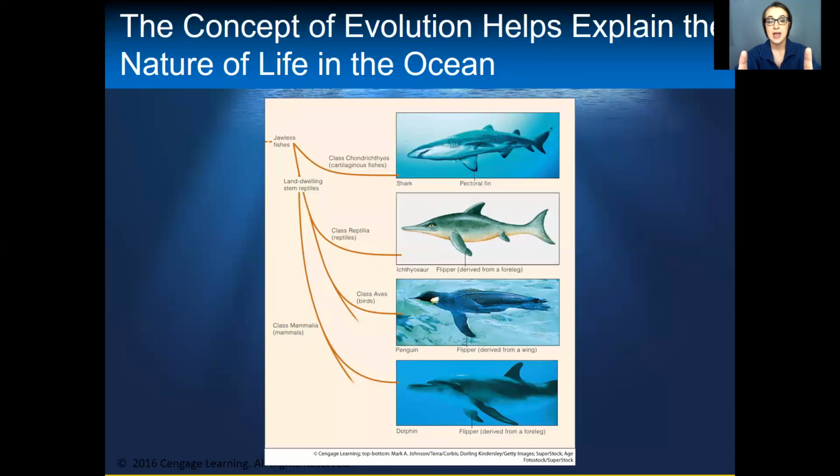So this is a shark. This is an ichthyosaur, which is basically an old version of the dolphin. It's actually a reptile. Of course, this is something that no longer exists. There's a penguin, which is a bird, of course, and then there's a dolphin, which is a mammal. So you have a shark, which is a fish, an ichthyosaur, which is a reptile, a penguin, which is a bird, and a dolphin, which is a mammal.